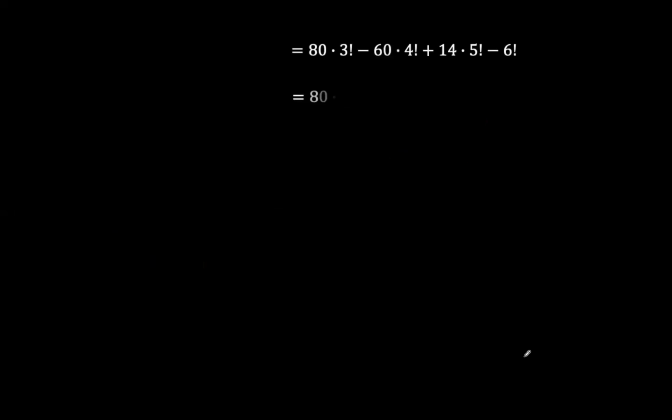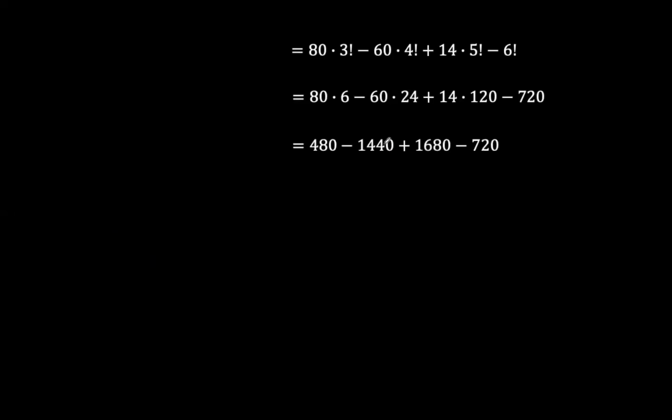3 factorial is 6, 4 factorial is 24, 5 factorial is 120. And so 80 times 6 is 480, 60 times 24 is 1,440, 14 times 120 is 1,680, and then 6 factorial is 720. When you do this arithmetic, it all comes down to 0. And that is the solution to our problem.